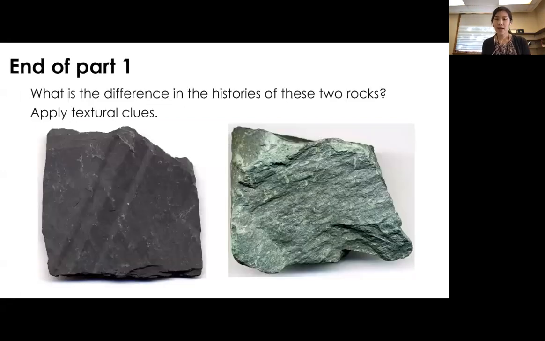All right, so that is the end of part one, where we've really gone over the different ways that metamorphic rocks can form and the different textures within them. So we'll go back to this question of what is the difference in the histories of these two rocks? And I would like you to now try and apply those textural clues to guess what texture each of these are. And I'll let you know each of these are formed under dynamic regional metamorphism. So those textures we just went through do apply.